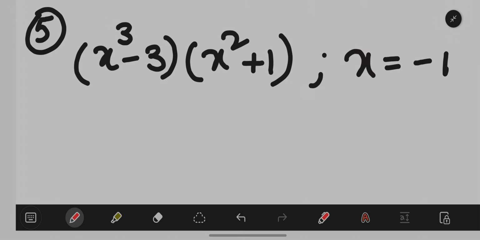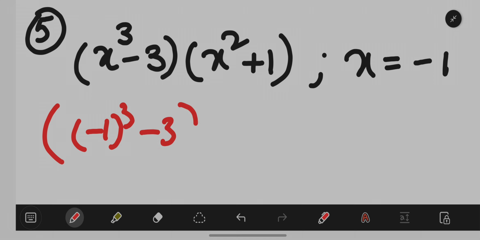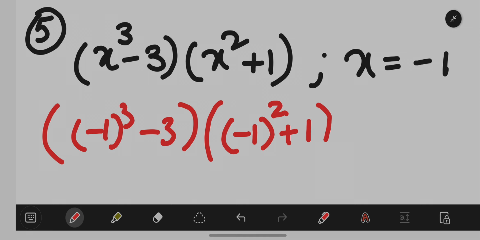Now fifth question we have: find the value of x cube minus 3 into x square plus 1, when x is equal to minus 1. See, what you're supposed to do is instead of this x you're supposed to put minus 1 and solve this question. That's it, okay? Now we will do that here. So put x is equal to minus 1 first here so that you can understand it easily. So minus 1 cube minus 3 into minus 1 square plus 1.